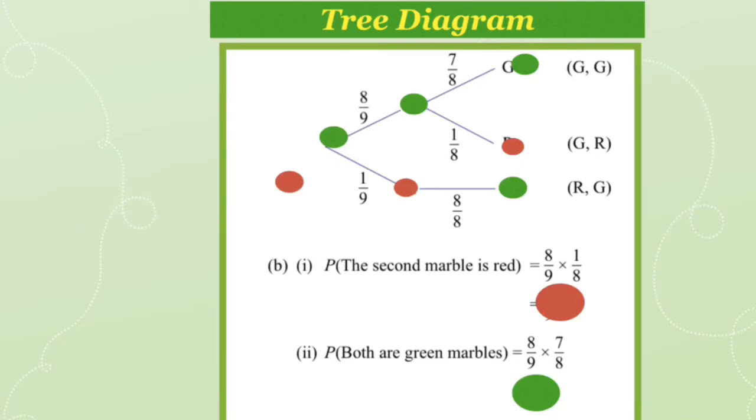For B2, probability of both are green marbles. So we choose the possible outcome, which is green. So it's 8 over 9 times 7 over 8. So the answer is 7 over 9.